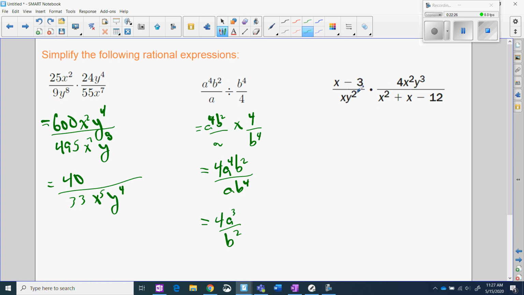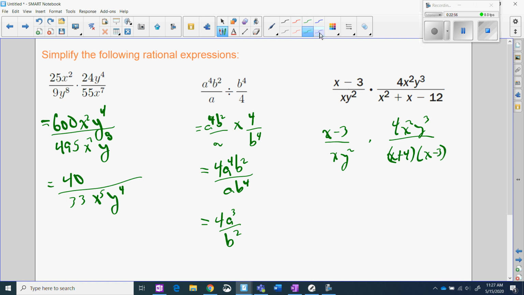Over here, because it's all multiplication, I got a little bit of factoring to do here. Remember, that's always step 1. It wasn't an issue here because they were monomials, but this does factor. So I'm going to leave this one, x minus 3, xy squared, divide. Nothing I can do here. Multiply to get negative 12, add to give 1, would be x plus 4, and x minus 3.